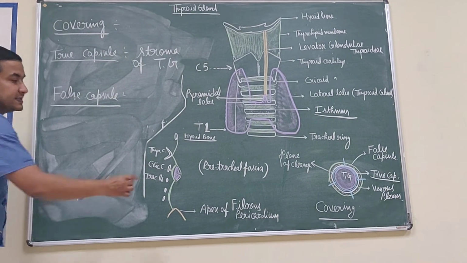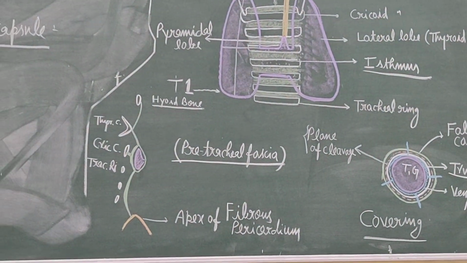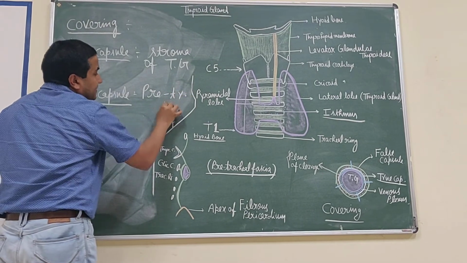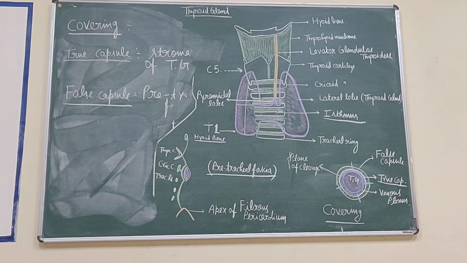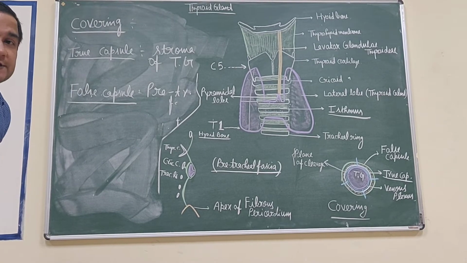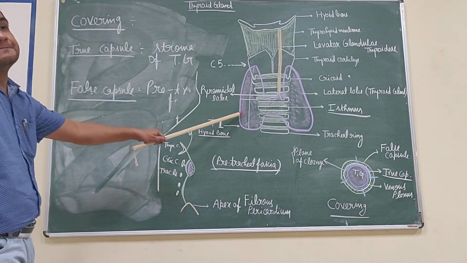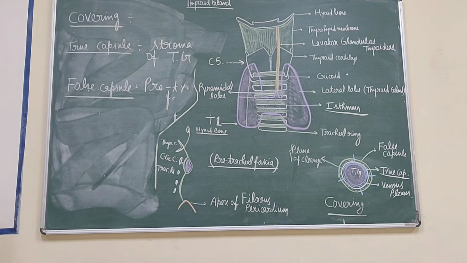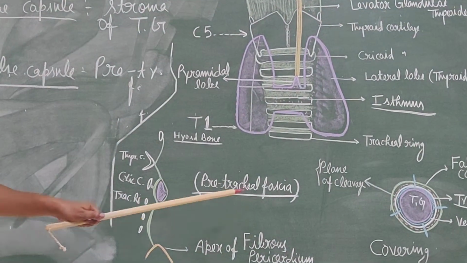This false capsule is derived from the pretracheal layer of the deep cervical fascia. It is different from the parotid and the submandibular glands, where the false capsule is derived from the investing layer of the deep cervical fascia. In the case of the thyroid gland, it is the pretracheal layer, which is situated deep to the investing layer and in front of the trachea. That is why it is known as the pretracheal layer.